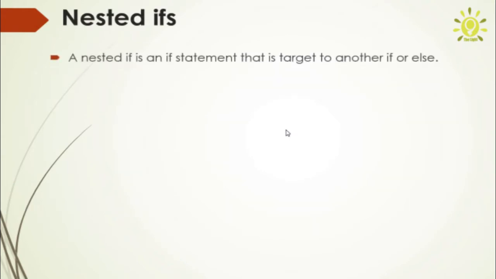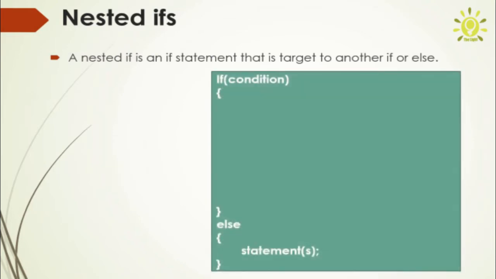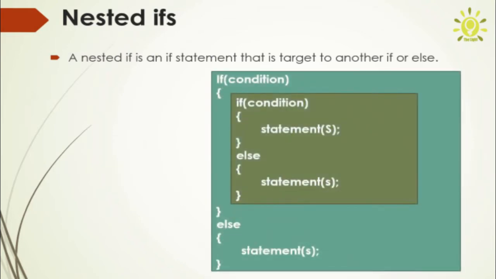A nested if is an if statement that is the target of another if or else. You can say that an if statement within an if statement is called nested if. So guys, if you use an if condition and then a block, this one is actually the outer if and this one is actually the inner if statement.